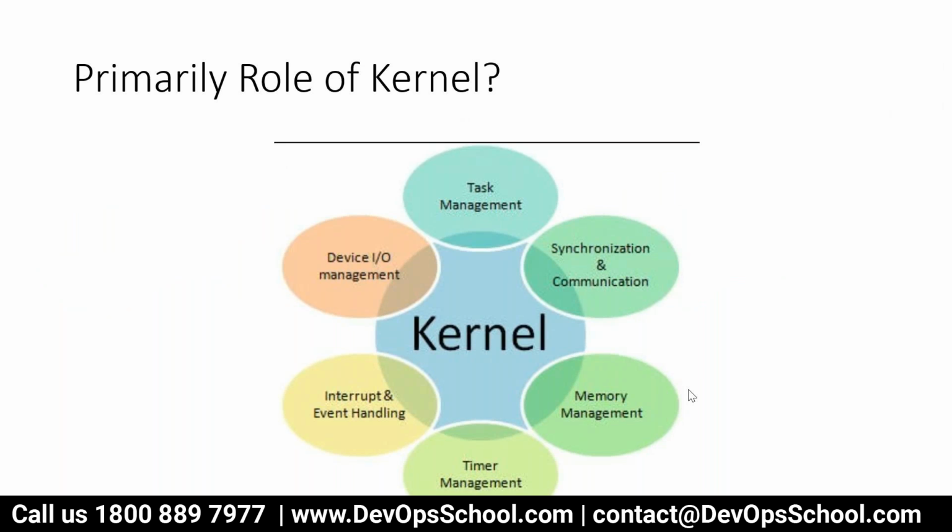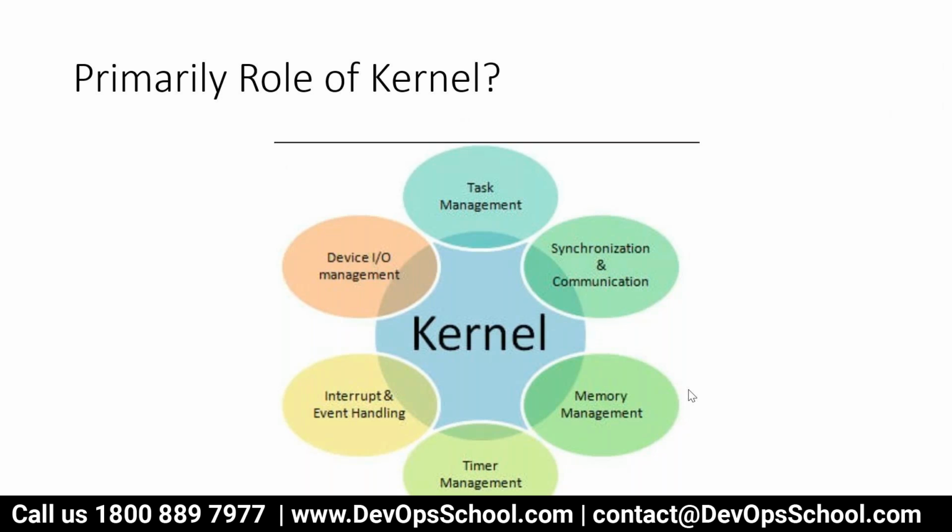Now, what are the primary roles of the kernel? What are the functions of the kernel? There is a lot of important work it does. One of them is device input and output management. Input means taking all your instructions through keyboard, mouse, touch devices, audio, video, or printer. All these are input devices, right? The kernel takes the input and gives you the output. So who is doing that work?